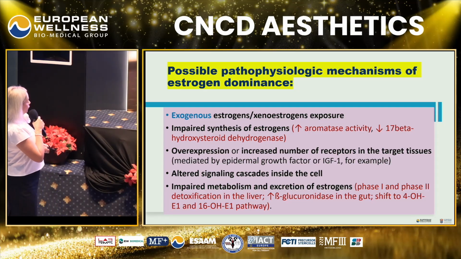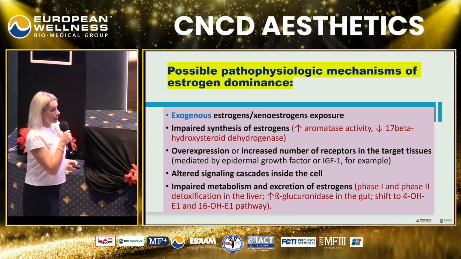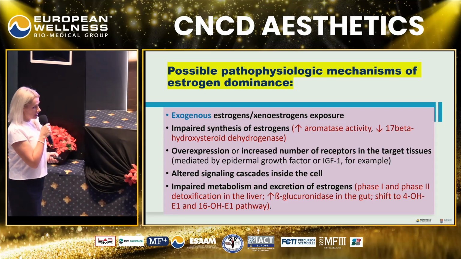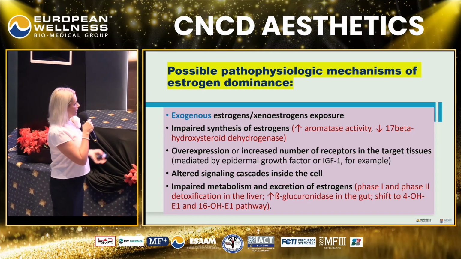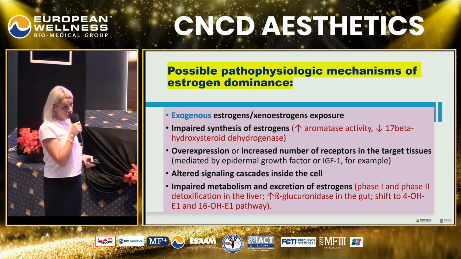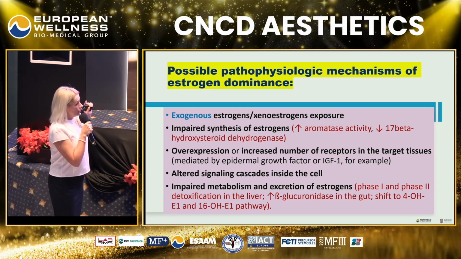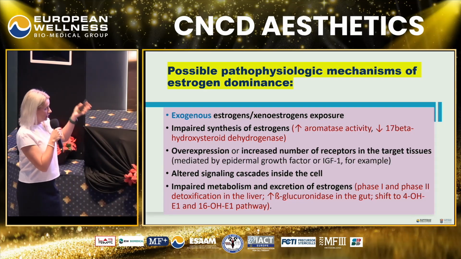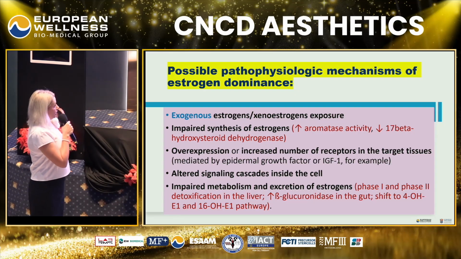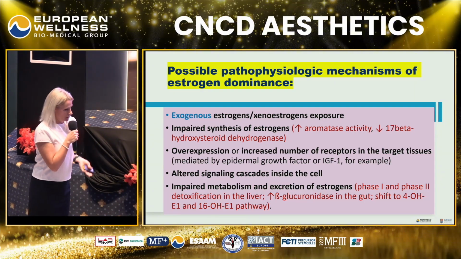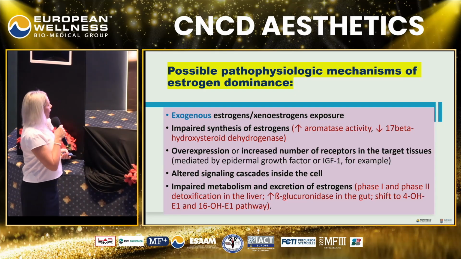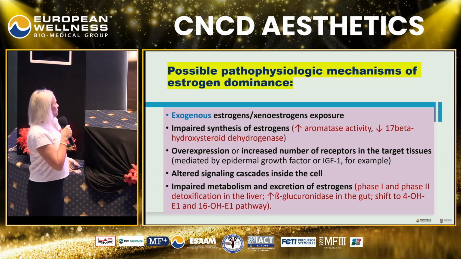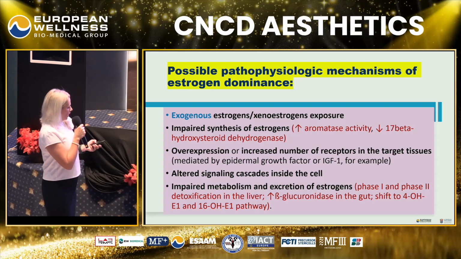Pathophysiologic mechanisms of estrogen dominance. First, it's exposure to endocrine disruptors and xenoestrogens. Second, impaired synthesis: hyperactivity of aromatase, hyperactivity of 17-beta-hydroxysteroid dehydrogenase. Second enzyme, remember the chart, the one that catalyzes the reaction of conversion of estradiol to estrone, which is less active, so less effects. Also, its abnormally low activity leads to hyperestrogenemia and overexpression of estrogens. The receptors can be in excessive amount or have excessive sensitivity, estrogen receptors alpha and beta, due to different reasons. Altered signaling cascades inside the cell, and impaired metabolism and excretion by liver and gut.